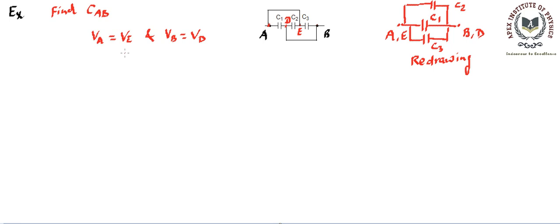Since this is a parallel combination, what are we going to write? Can we say C equivalent, or C_AB, is equal to... In case of parallel, we write C1 plus C2 plus C3. In this case, we are going to again write C1 plus C2 plus C3. So that means if these wires are connected like this, then the equivalent capacitance across A and B is going to be C1 plus C2 plus C3.